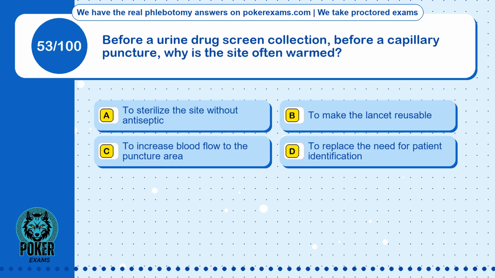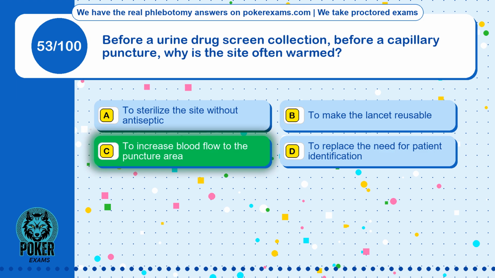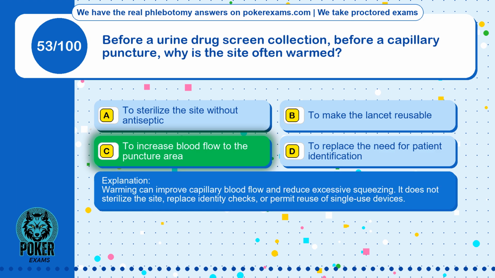Option D. To replace the need for patient identification. The correct answer is option C. To increase blood flow to the puncture area. Warming can improve capillary blood flow and reduce excessive squeezing. It does not sterilize the site, replace identity checks, or permit reuse of single-use devices.